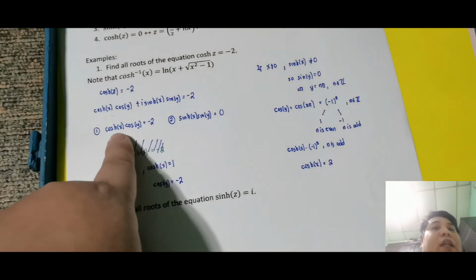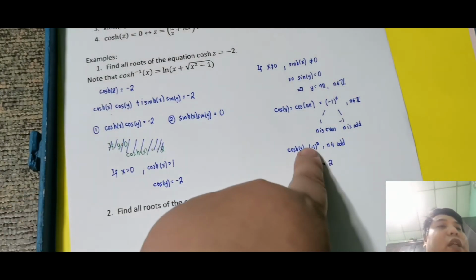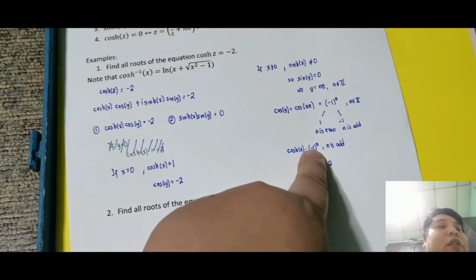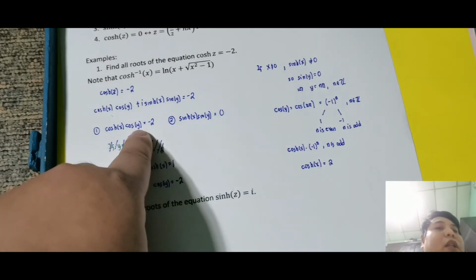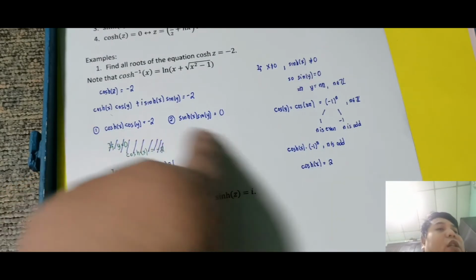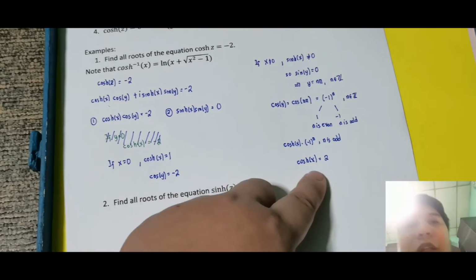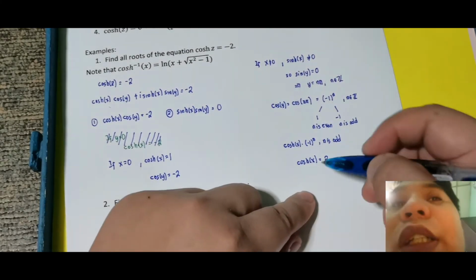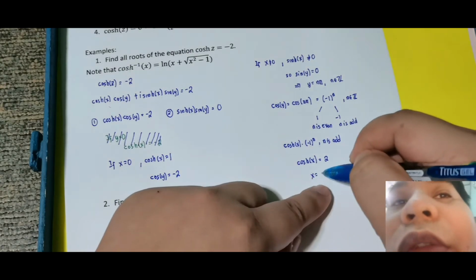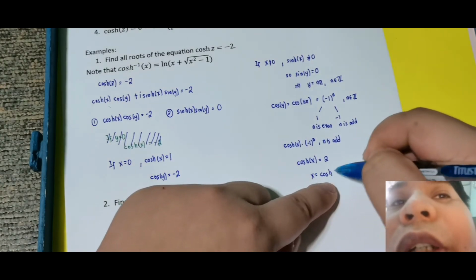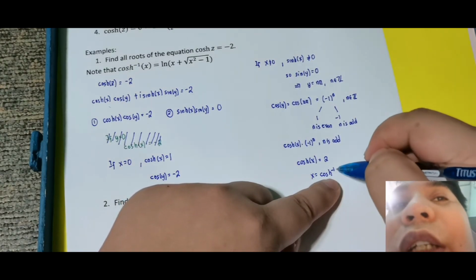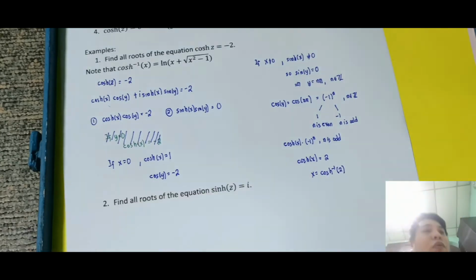So ayun na, dito ko binalik yung cosine y, which is negative 1 raised to n, that for n is equal to odd, that is negative 1. Negative 1 divided by negative 2, that's positive 2. Kaya naging positive. Ngayon, dito natin kukunin yung value na x. Paano kunin yung value na x? Arc cosine. So that is x is equal to inverse hyperbolic cosine of 2.